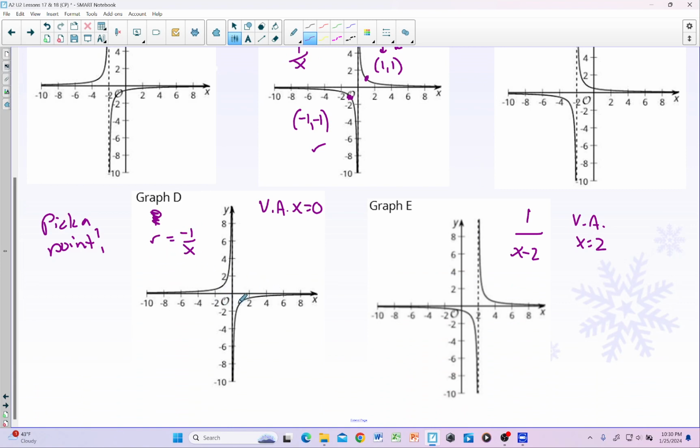Does that work? Let's check a point down here. This point is 1 comma negative 1. Once again, let's input 1 for x. Negative 1 over 1 is negative 1. So it works. And if I input negative 1, negative 1 divided by negative 1 is positive 1. So that point works as well. Let's use the same logic for the others.